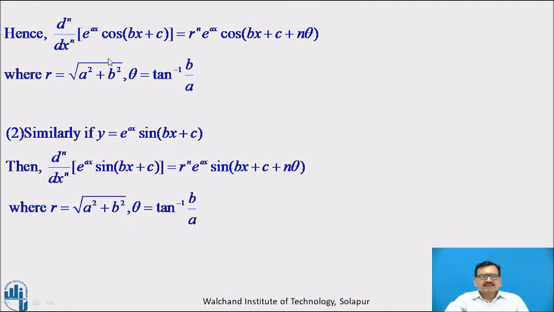Similarly, using the same method, if y equals e to the power ax sin(bx plus c), then the nth derivative of e raised to ax sin(bx plus c) is r raised to n e to the power ax sin(bx plus c plus n theta), where again r is square root of a square plus b square and theta is tan inverse of b by a.